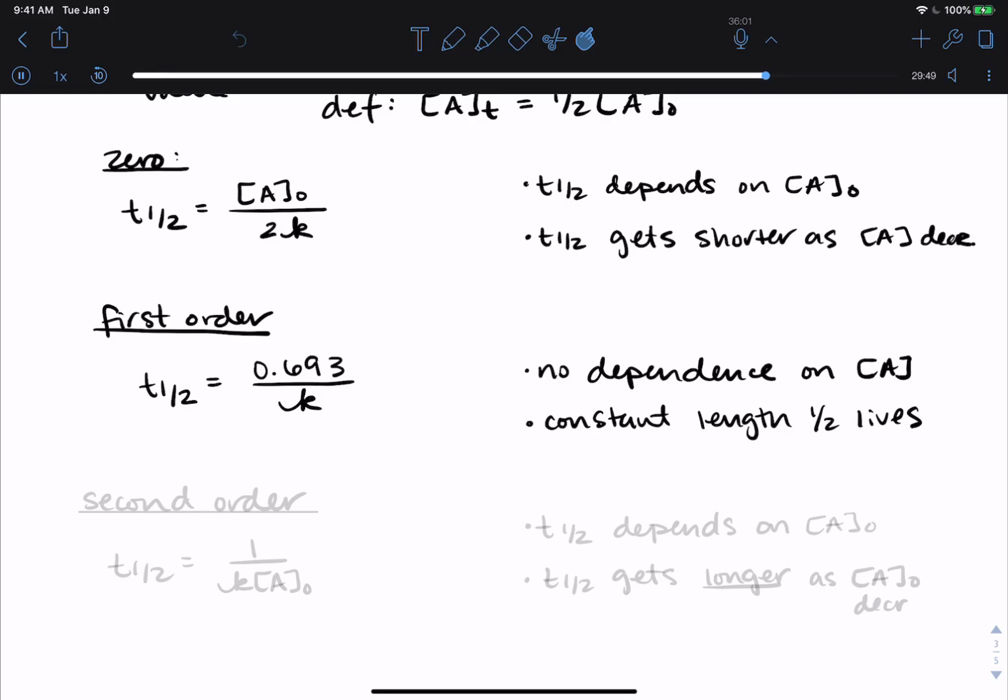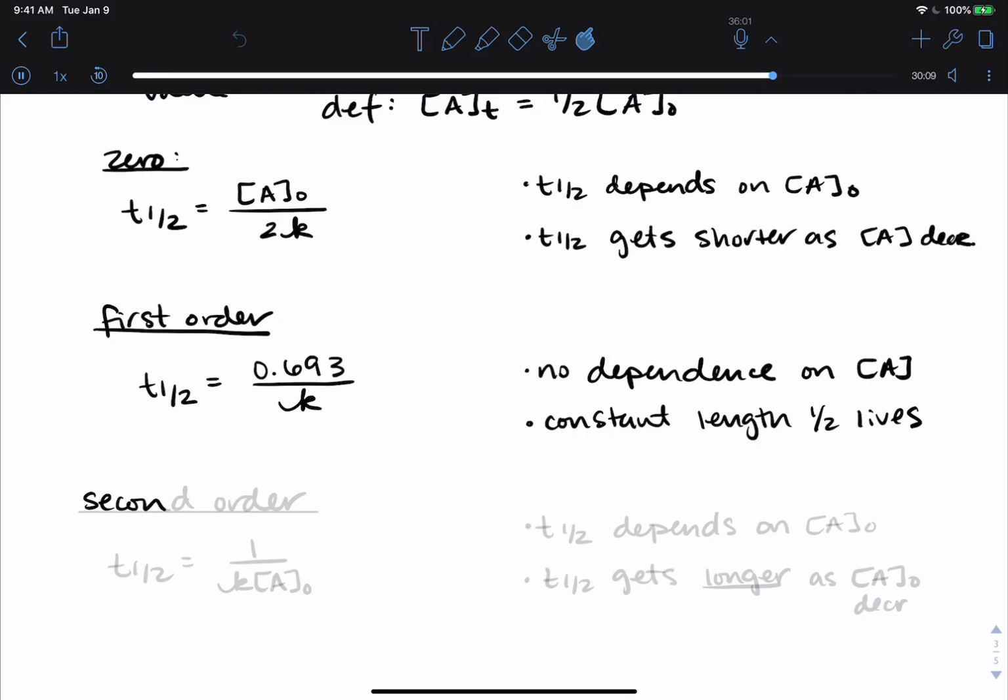So regardless of the amount that you have hanging around or in your body, for example, with medications, it doesn't matter how much you have, it takes the exact same amount of time to cut that value in half if it goes by first order kinetics.